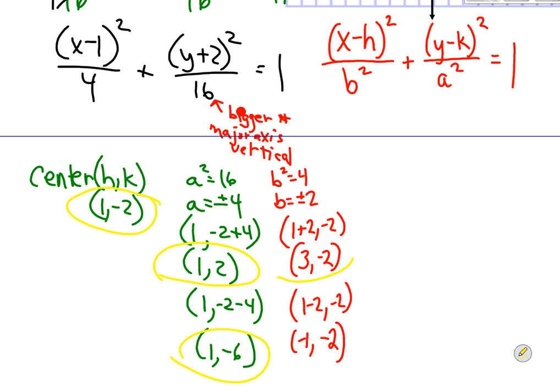And again, I'll go back to that circling in yellow. Do you agree that those 4 points that we just got are on the ellipse? And we have the center. And so now we also need the foci for this one.